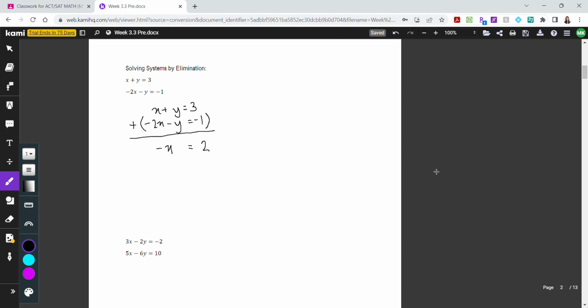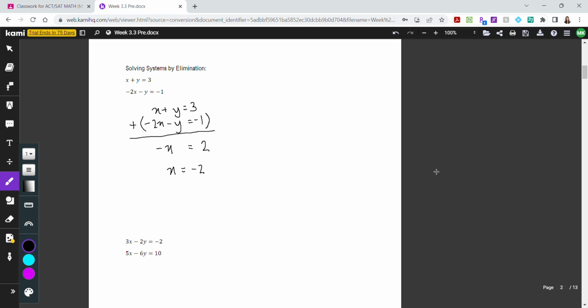Isolate x, so get rid of the negative sign by multiplying by -1 on both sides, which would then give us x equals -2. Now that we have this, I'm going to substitute x equals -2 into any one of these equations. I just need to pick one of them. I'm going to pick the first one because it looks a lot simpler to solve from there.